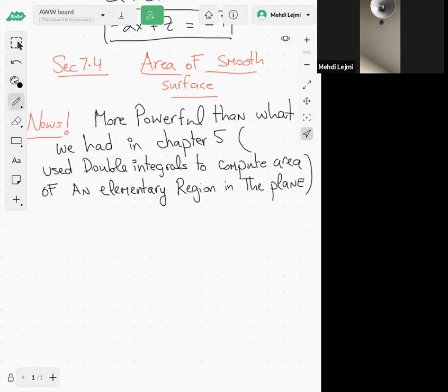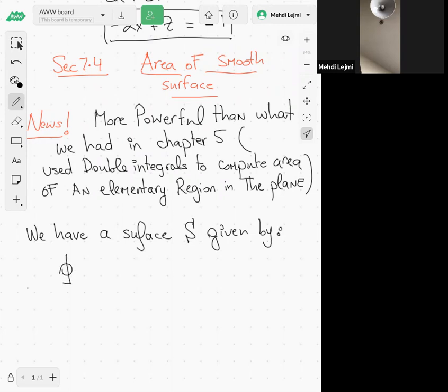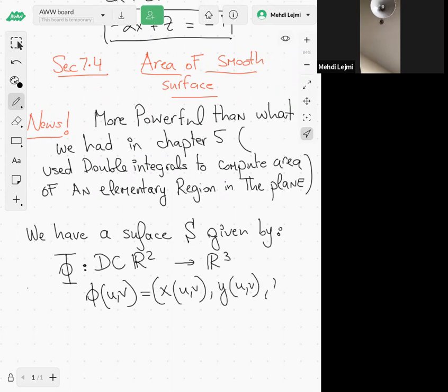Okay, so the idea is the following. Suppose we have a surface S given by some parameterization phi. Again, phi is a map from some region in R2 to R3. Now, phi of (u,v) is (x(u,v), y(u,v), z(u,v)). We need to compute the area of the surface here.